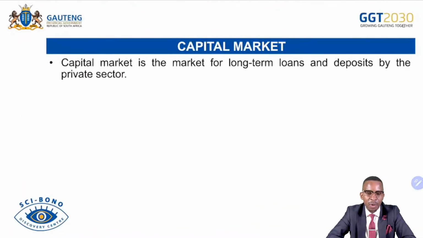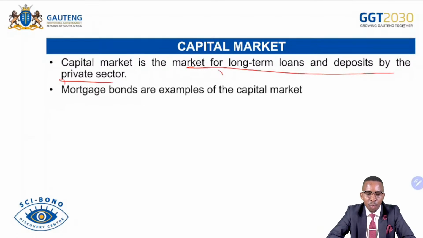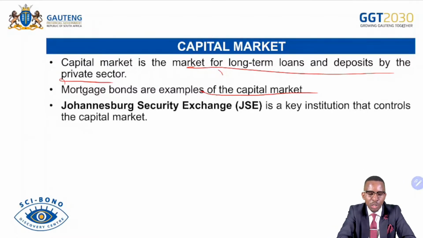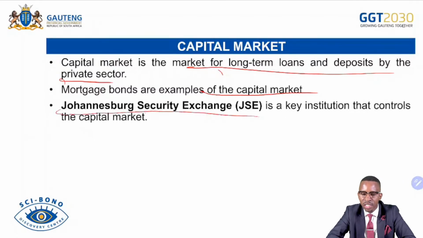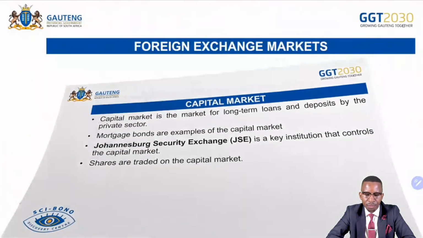And then the capital market, this is the market for long-term loans and deposits by the private sector. Does not include the government. Mortgage bonds are the examples of the capital market. And then we go further, and then it is controlled by Johannesburg Security Exchange, JSE. It is a key industry that controls the capital market. Shares are traded in the capital market.